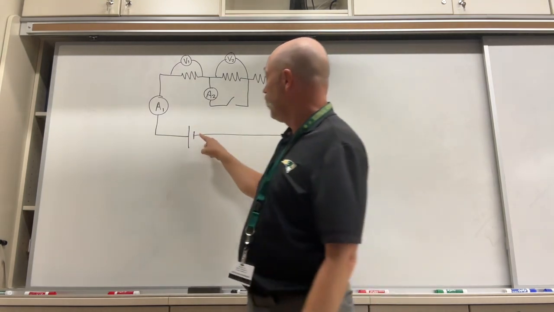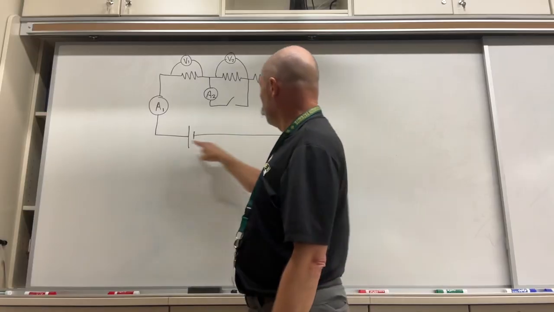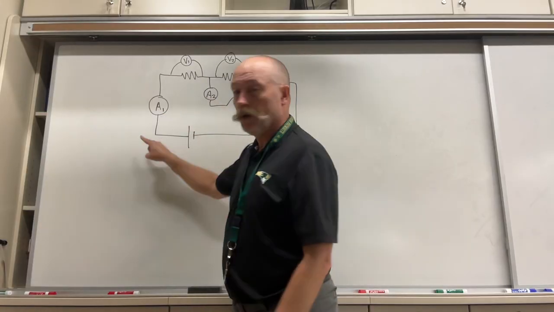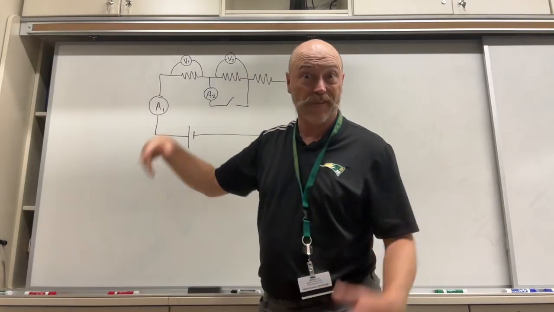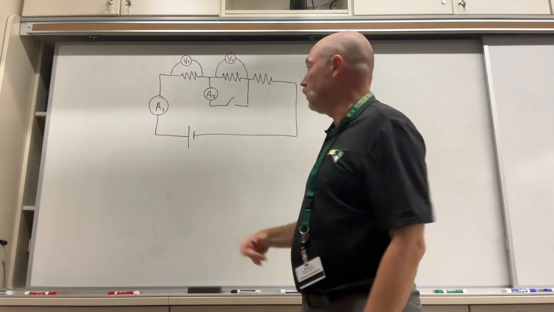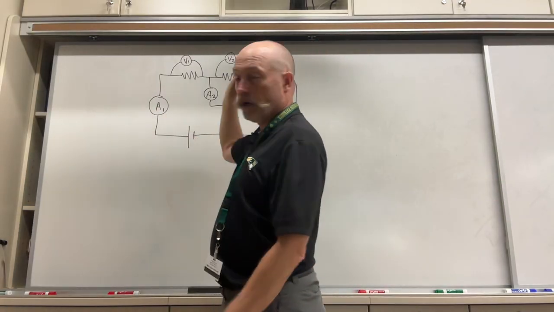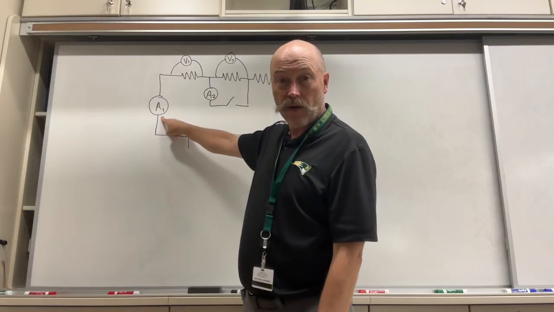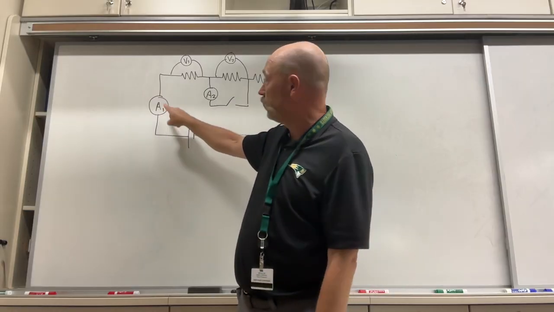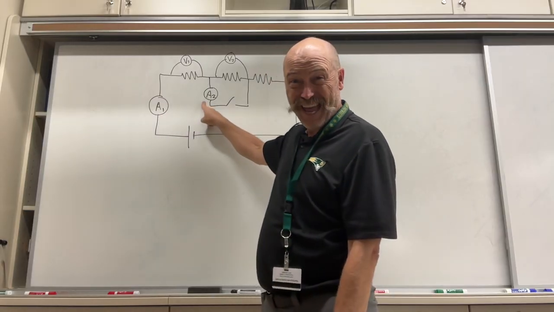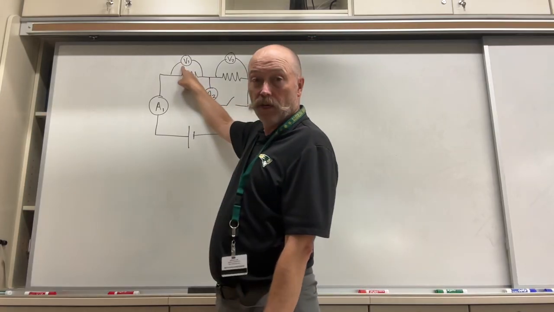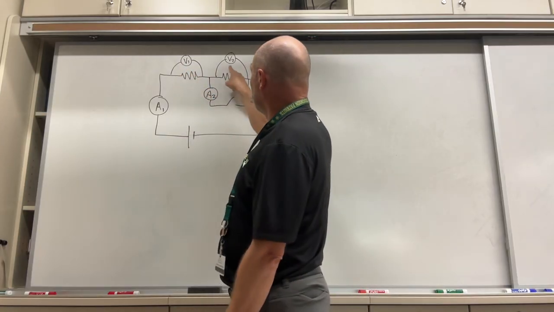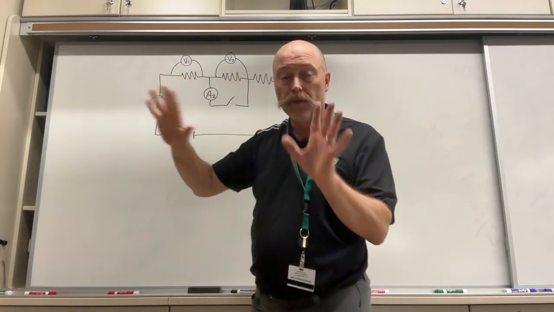Why is it a series circuit? Because there is only one path for the current to flow. If there's only one path for current to flow, that means the current everywhere in that circuit is going to be the same, okay? So here's my A1, an amp meter. This is A2, also an amp meter. This is V1, a voltmeter, and this is V2, a voltmeter, okay?